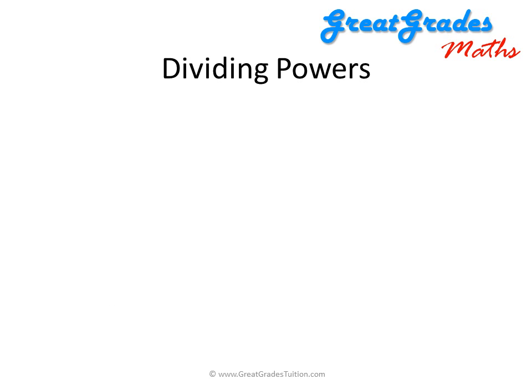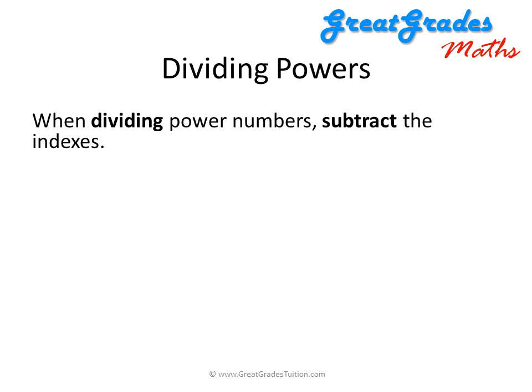Well, that's multiplying powers. How can we divide powers? Well, when we're dividing powers, all we do is subtract the indexes. So if we wanted to do this division, 5 to the power of 6 divided by 5 squared, all we'd have to do is subtract the different indexes. So 6 minus 2 gives us 4. So the answer is 5 to the power of 4.